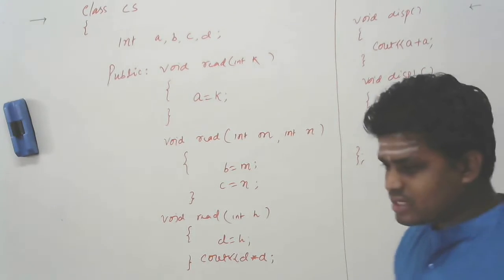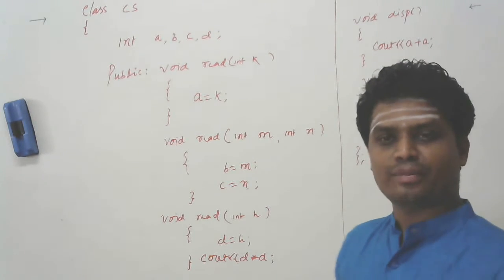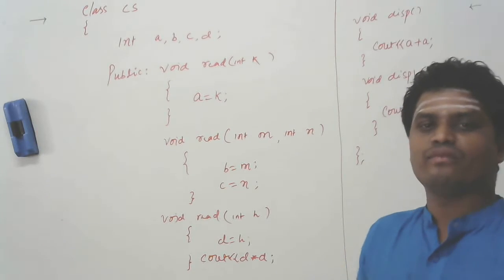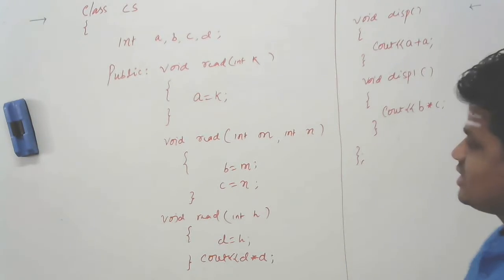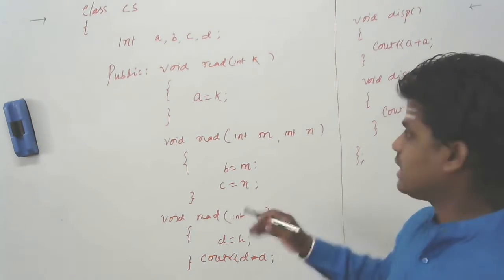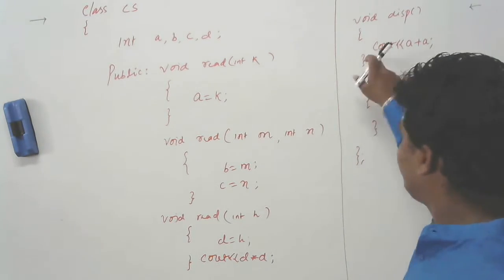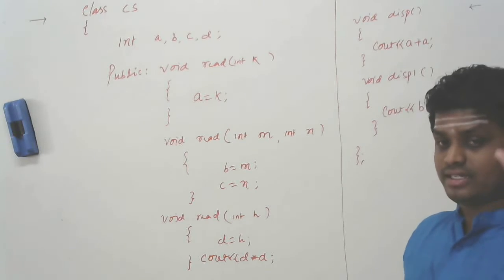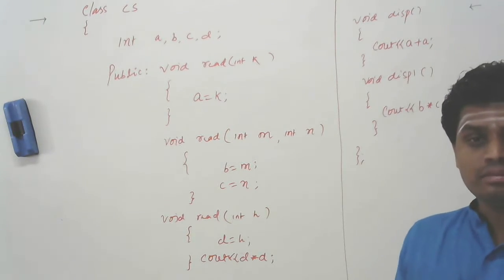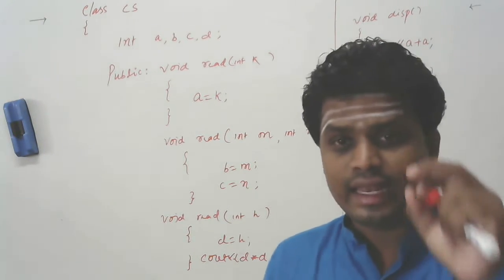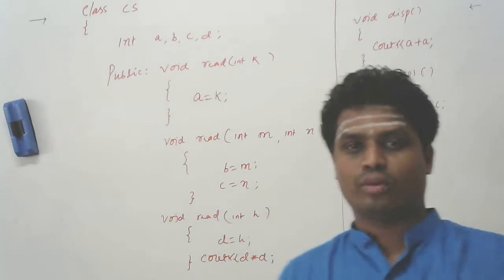So in the last many sessions I have told you, in a single program you can have n number of member functions. For that reason, I have just tried one example. How many member functions have I called? 1, 2, 3, 4, 5. So you can have n number of functions in your program, no problem.